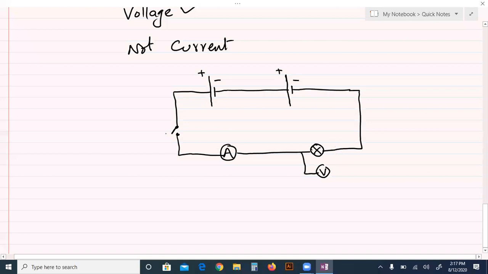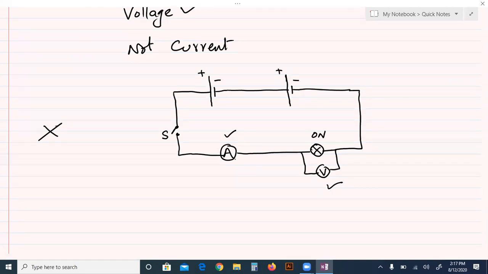Now when switch S is closed, this ammeter will give you a reading, the voltmeter will give you a reading, and the bulb is on. So this is not required in electronics because it is giving you current. This is not the proper battery required in electronics. So we have to make some change in it.